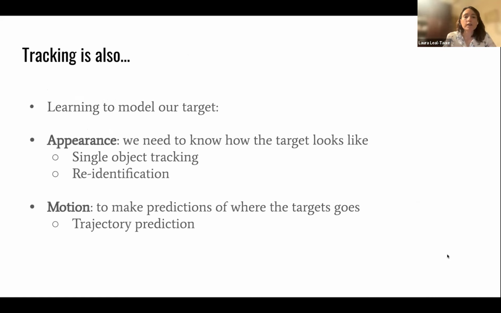Tracking is also, for example, learning to model our target, learning about the appearance of our target, how our target looks. For this, there are subfields and subcommunities that have been working on single object tracking or on re-identification, which focuses heavily on appearance. The second thing we need to model our target is motion. We need to make predictions of where the target goes. We need to learn how it moves. And for this, the community of trajectory prediction is very strong in learning motion and in learning interactions between objects.